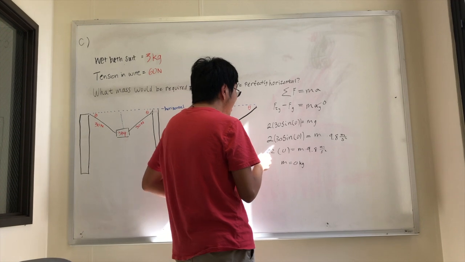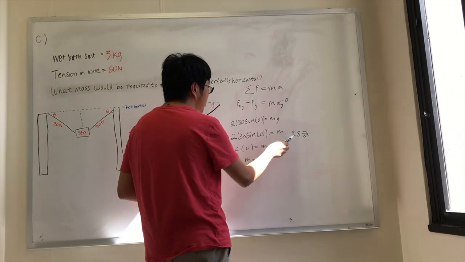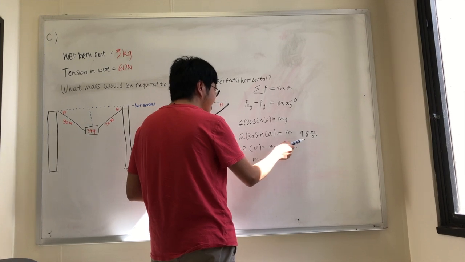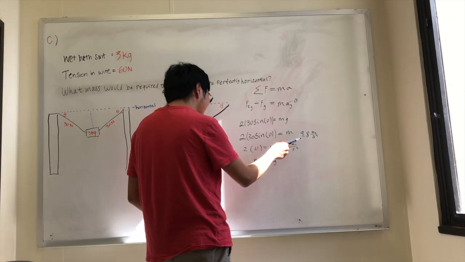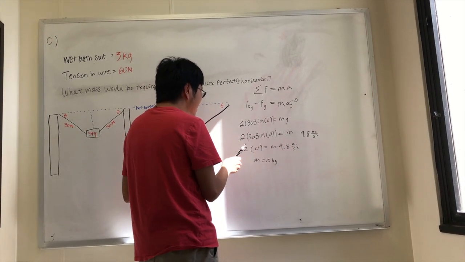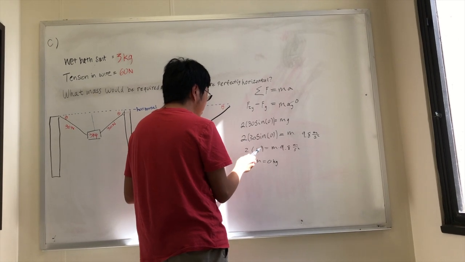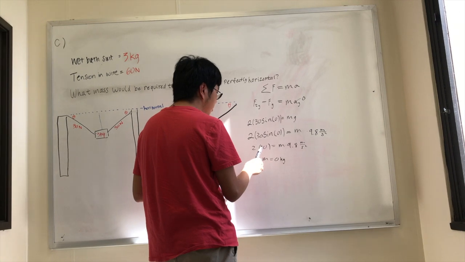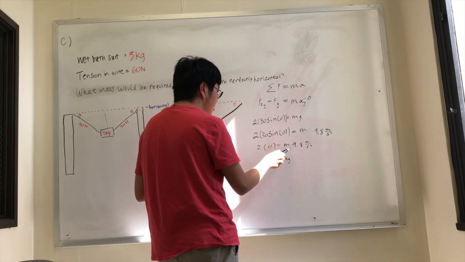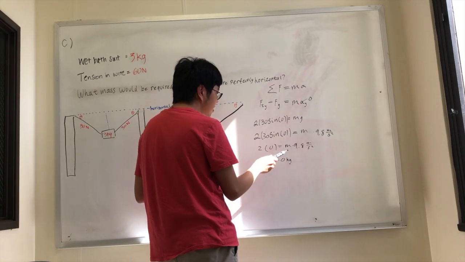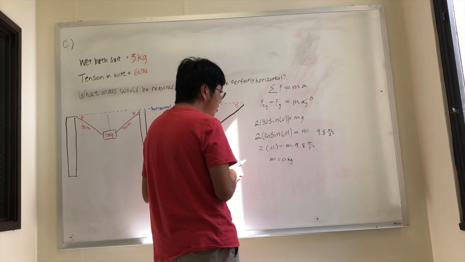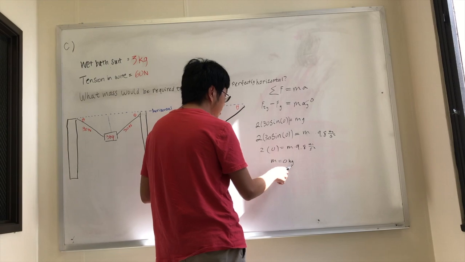Moving on, g would just be the acceleration of gravity. And since sine 0 is just 0, this makes the left-hand part of the equation 0, and dividing by the acceleration of gravity, the mass required for the wire to be perfectly horizontal is 0 kilograms.